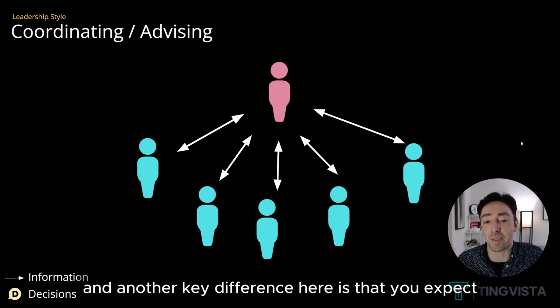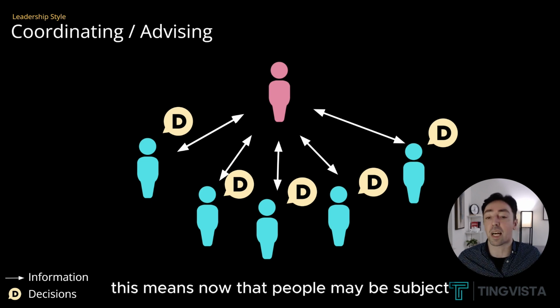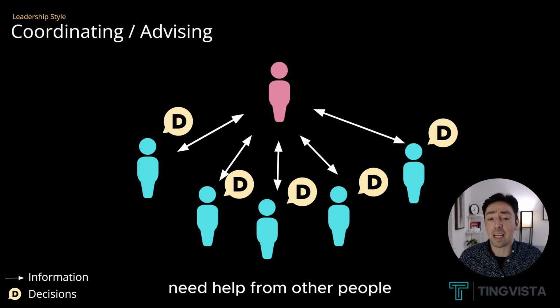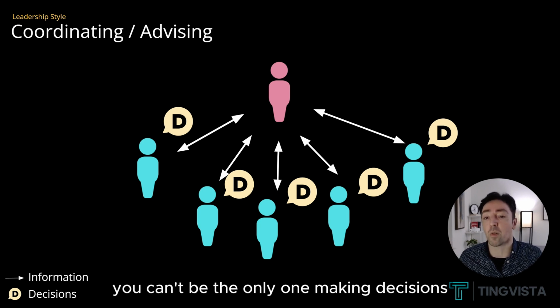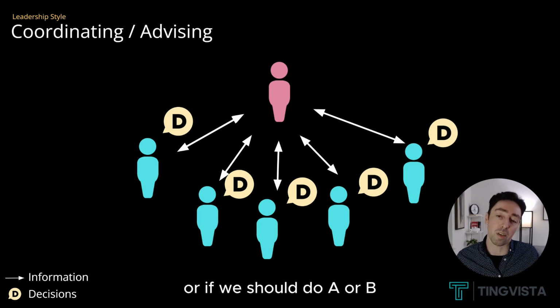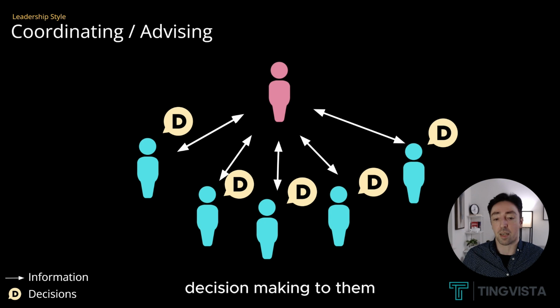And another key difference here is that you expect them to make decisions. This means now that people may be subject matter experts, or you just need help from other people. You can't be the only one making decisions, the only one doing all the thinking about what should happen, or if we should do A or B. So you're delegating decision making to them.